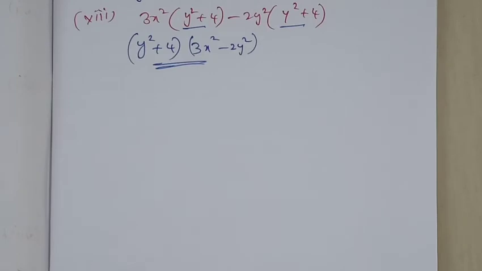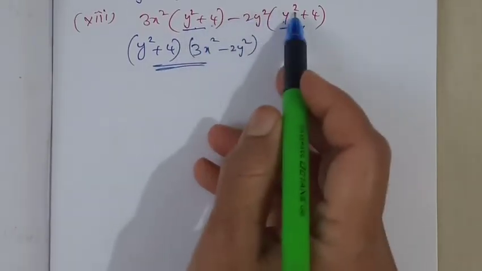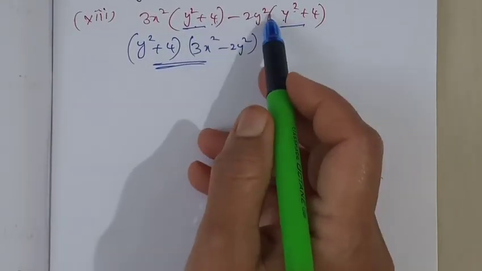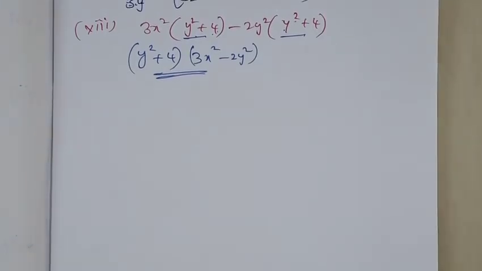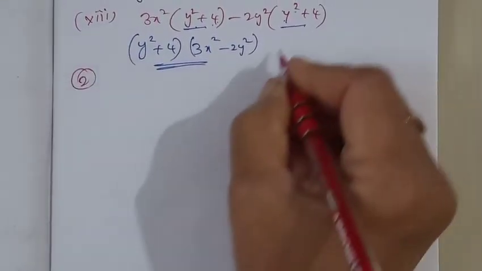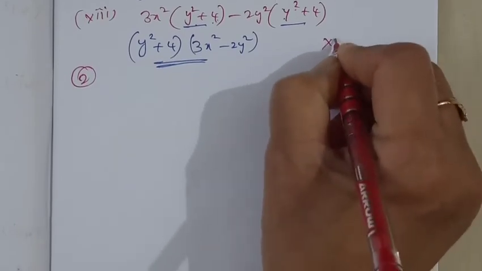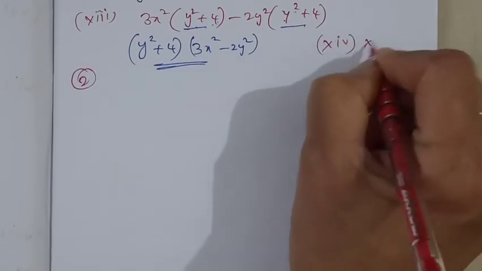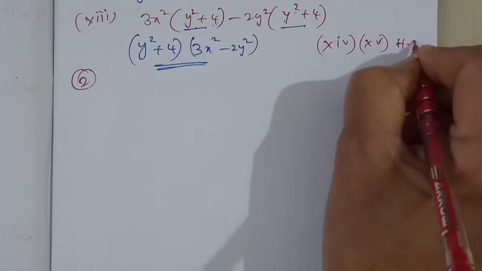Two more questions are there in the first bit. 14th one, 15th one, similar to this problem only. There are terms of taking common directly we can do. We will start the second bit. 14, 15, homework.